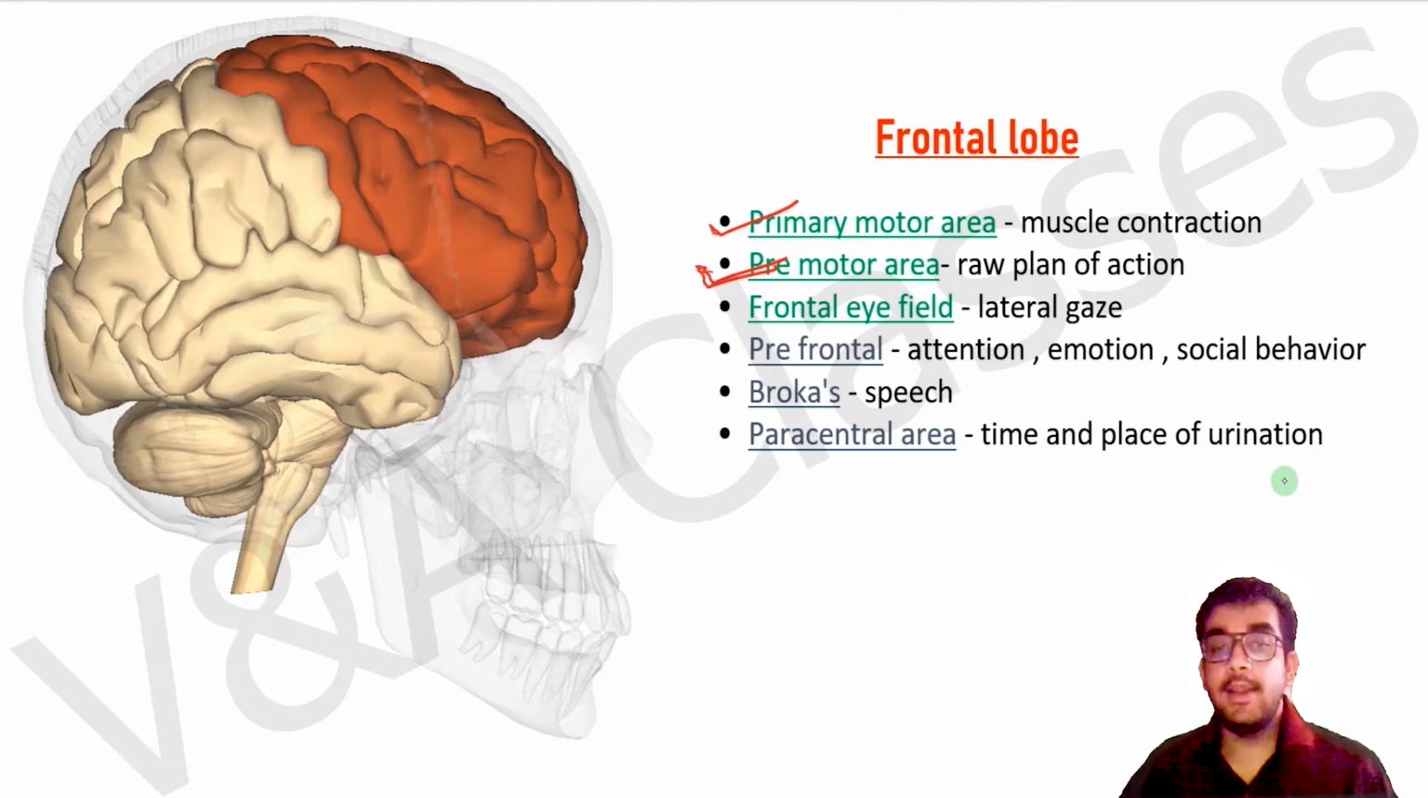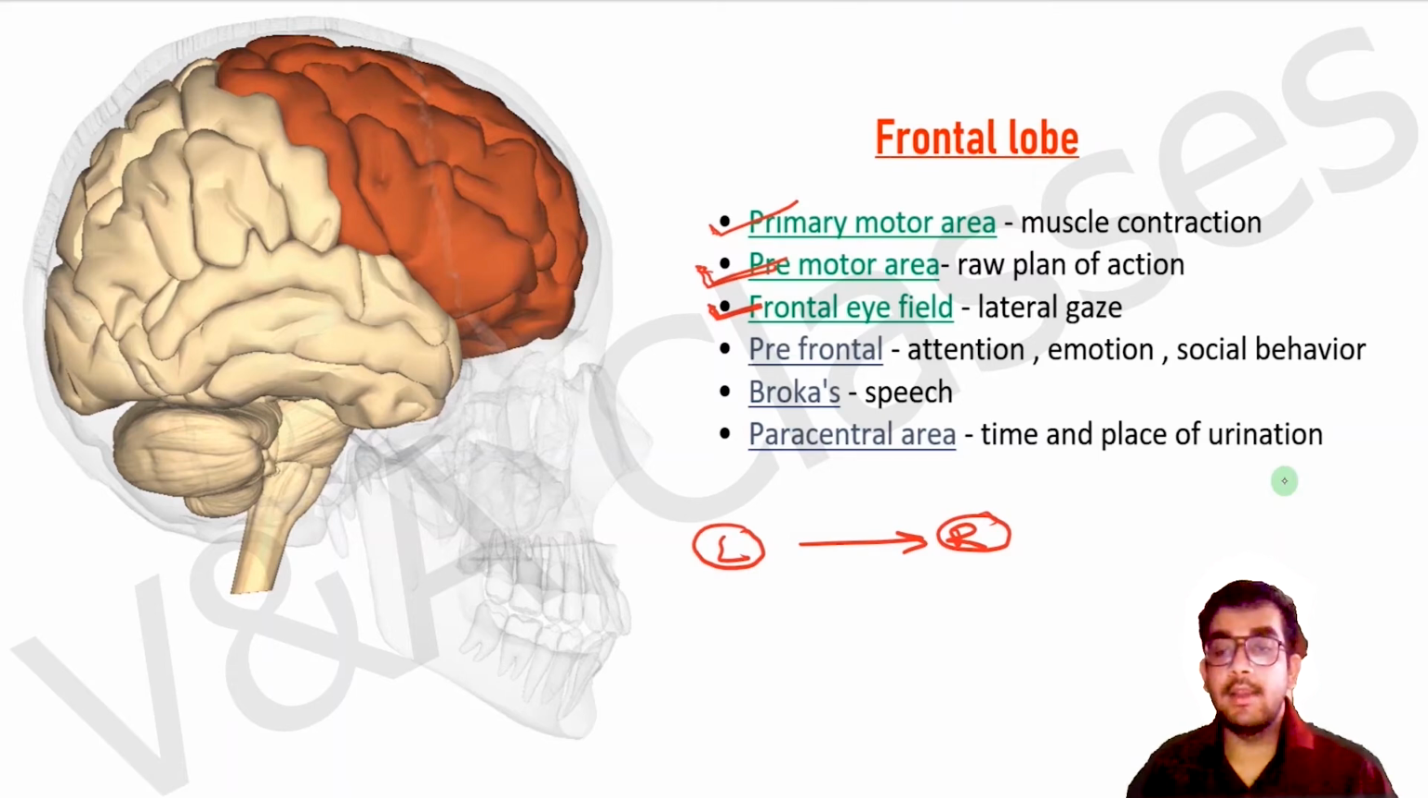The third area of the frontal lobe is called the frontal eye field, and the frontal eye field is concerned with the lateral gaze, and the control of the frontal eye field is contralateral. So the left side of the frontal eye field will control the right gaze. So if the left side of the brain is damaged, you won't be able to gaze on the right hand side.